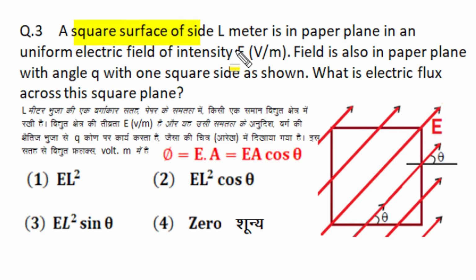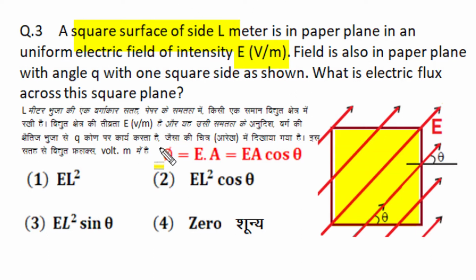A square surface of side L meter by L meter and a uniform electric field intensity of E volt per meter both exist in this paper plane as shown here. Now the electric field intensity direction makes an angle theta with the horizontal side of the square surface. We have to find out the total amount of electric flux across this square plane.